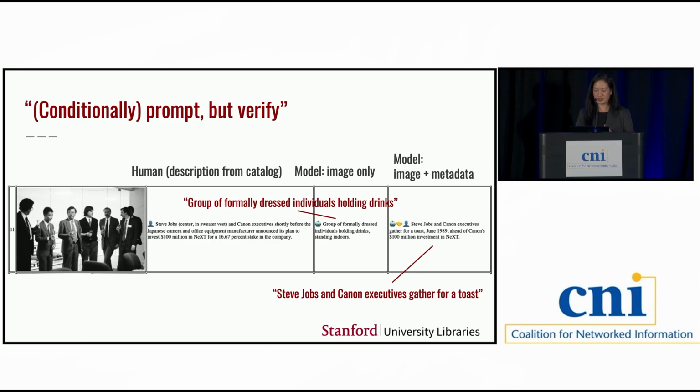The human caption gives us information about the situation being photographed more than what's actually pictured, and the model describes the people without knowing who they are. If we put them together, the combination tells us both who is pictured and what they're doing: Steve Jobs and Canon executives gather for a toast, June 1989, ahead of Canon's $100 million investment in NeXT. That is what someone who can't see the image would actually need to know.